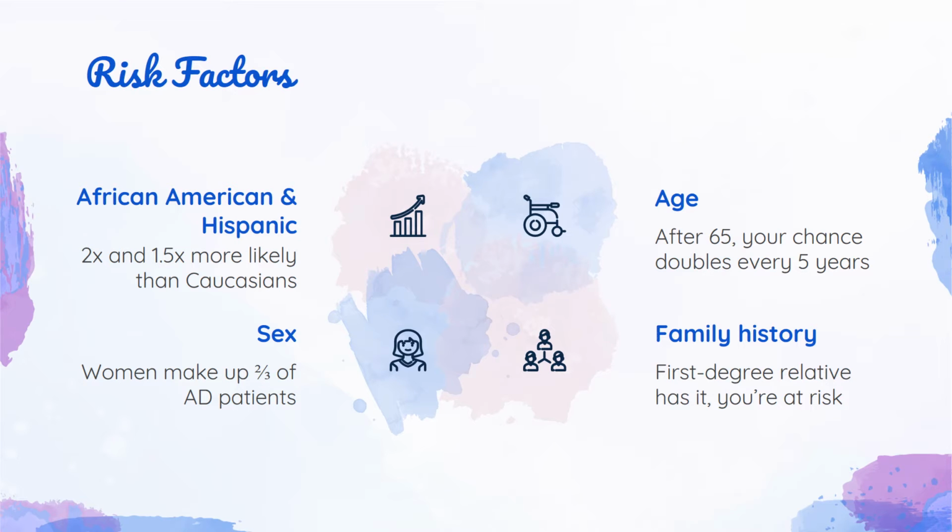So here are a couple of the risk factors on the screen. So we've got ethnicity, sex, age, and family history. So as far as ethnicity goes, African Americans and Hispanics are twice as likely and 1.5 times as likely to have Alzheimer's than elderly Caucasians. As far as age goes, the number of people with Alzheimer's doubles about every 5 years beyond the age of 65. And then about 1/3 of all people over the age of 85 have Alzheimer's.